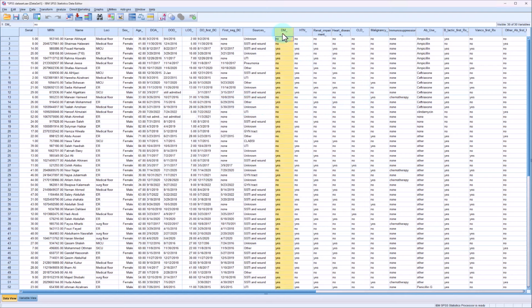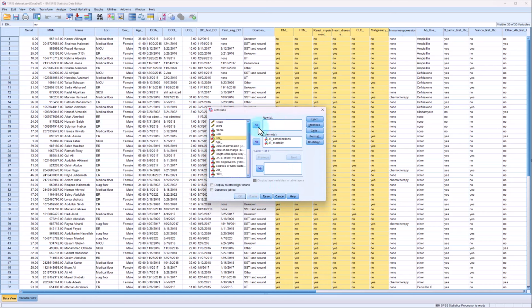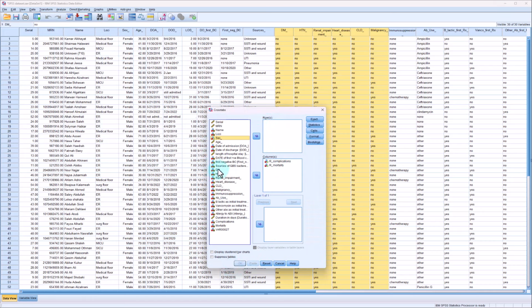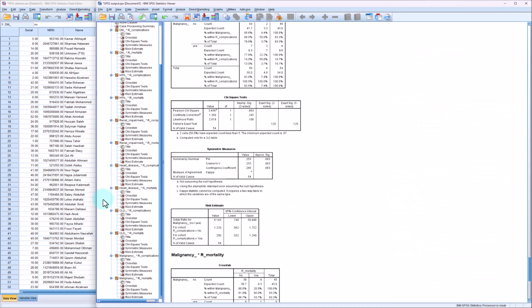So now I would compare these comorbid factors with mortality and complications. So let's go to analyze, then again descriptive statistics and crosstabs. Now I would take these comorbidities, I mean DM, HTN, renal failure, heart disease, CLD and malignancy, to this box, and I would take the mortality and complications to this box and click on OK. Everything was set before, so click on OK, and now I can see a lot of results.